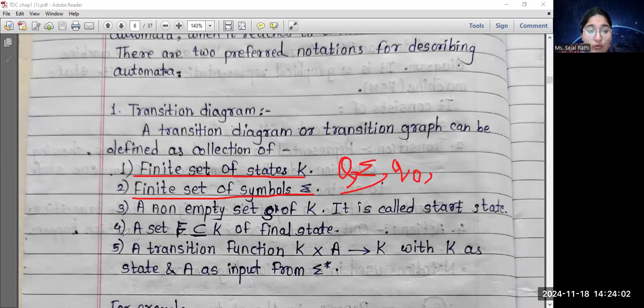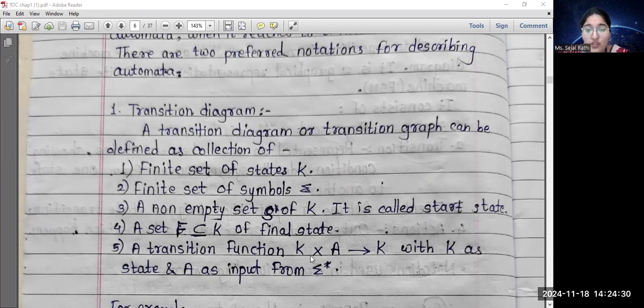Now, we have gone through the start state. Next, the final state. How do we represent the final state? As F, correct? So, F. And the transition function. What does transition function mean? It is delta, correct? It is delta. So, in the transition diagram, this is a collection of 5 tuples.